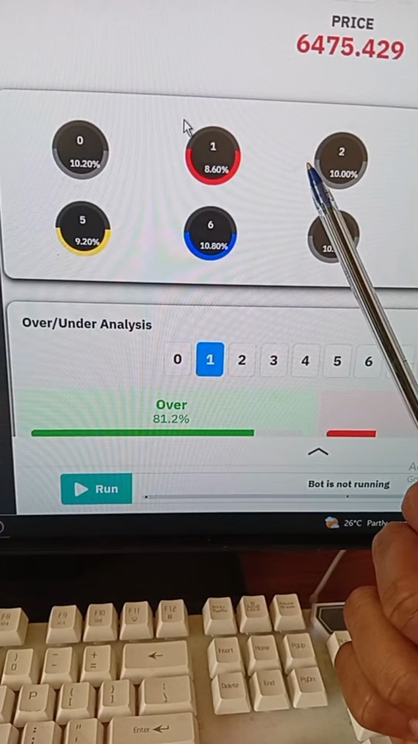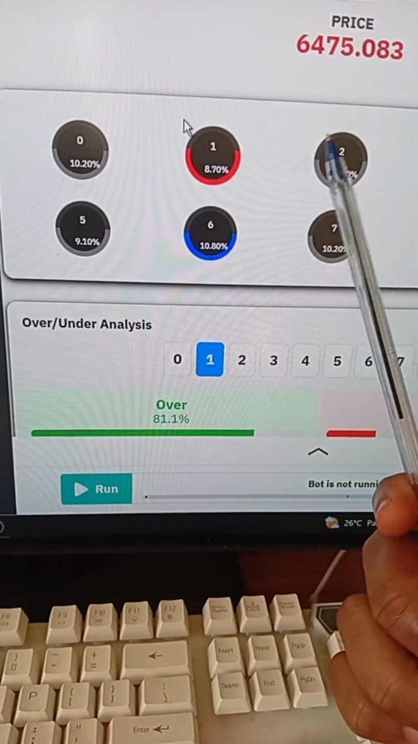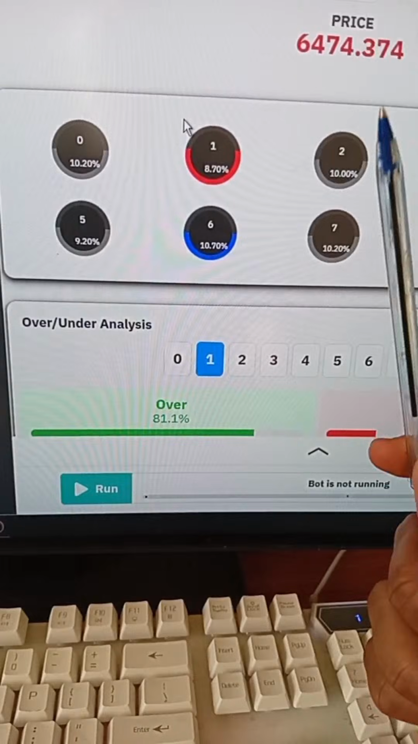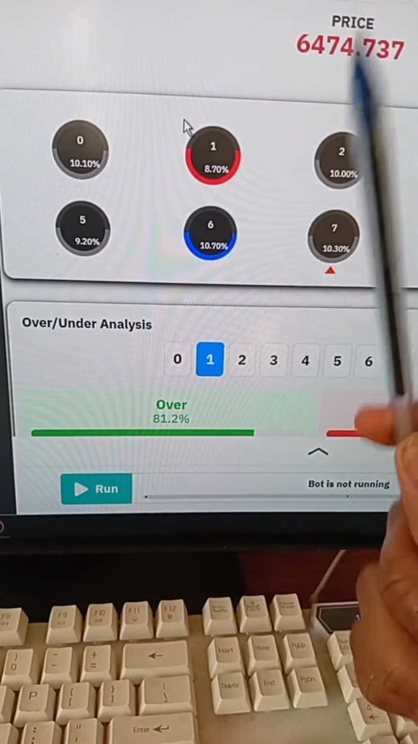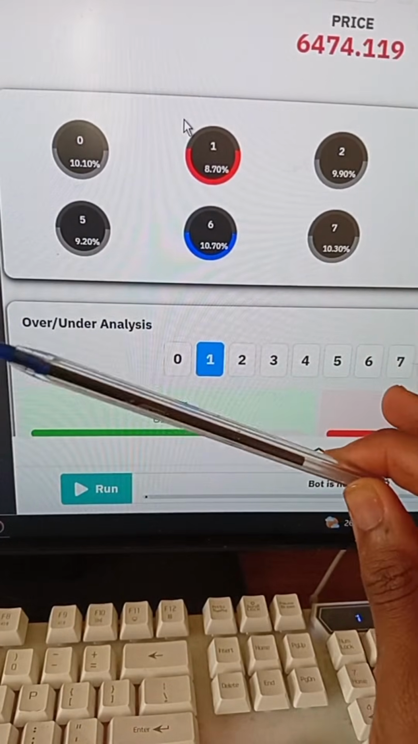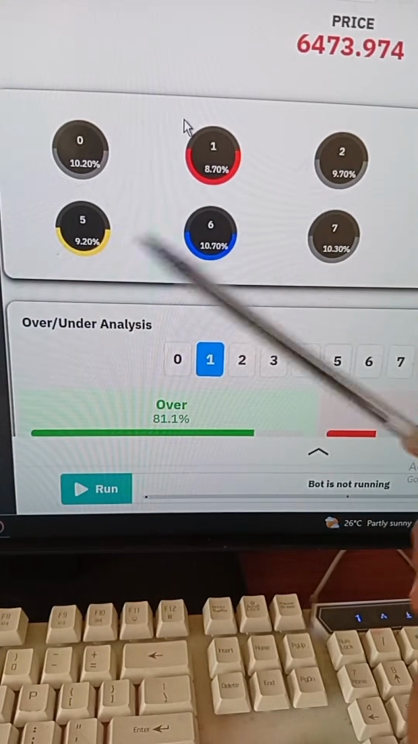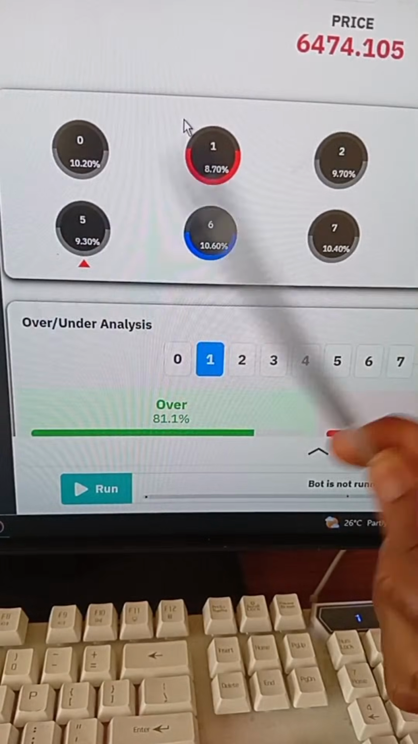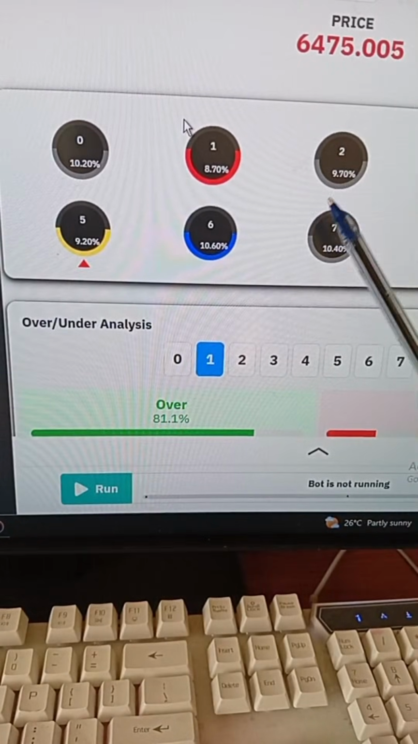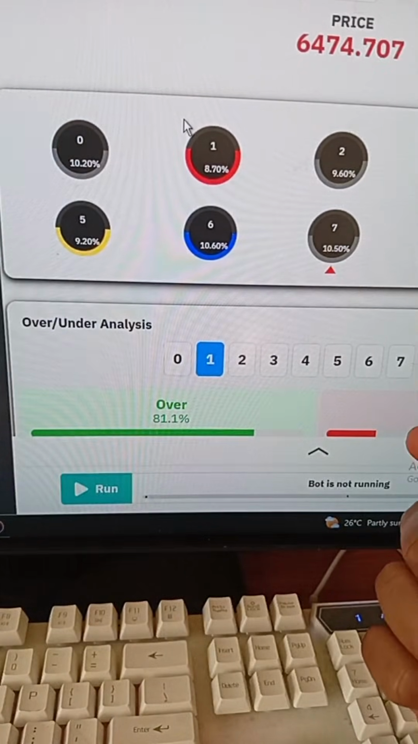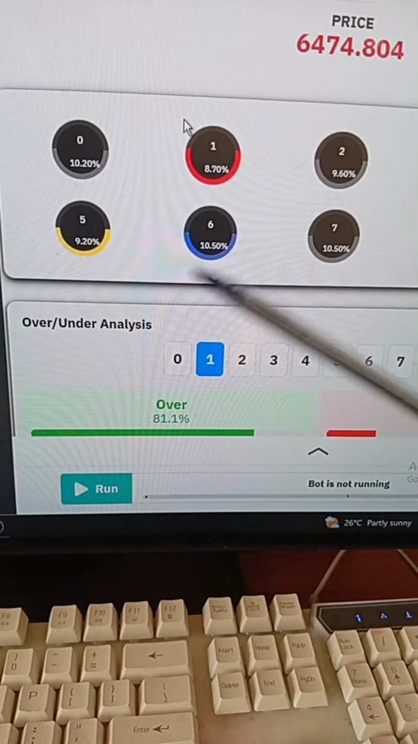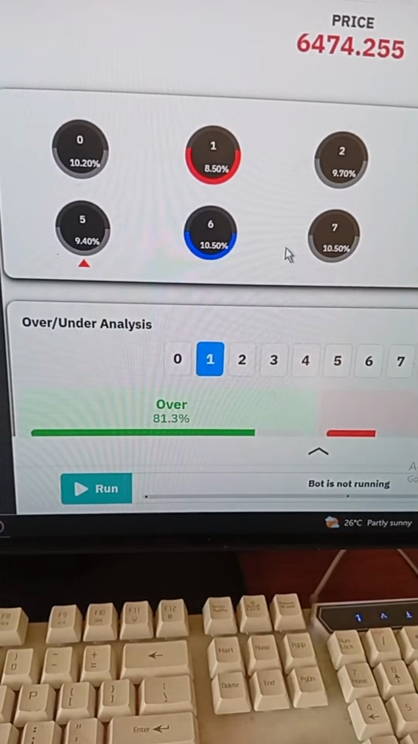Is it common to find a bot resetting from under to over? Yes, a lot of times. That is why I say every time before you run your bot, always confirm 2 or 3 times that your bot has been set properly to the contract type you want, either over or under, and the prediction. Sometimes this bot usually resets, I don't know why. So always confirm before you press run, so that you avoid suffering any sort of damage. Yeah, that is a good observation.